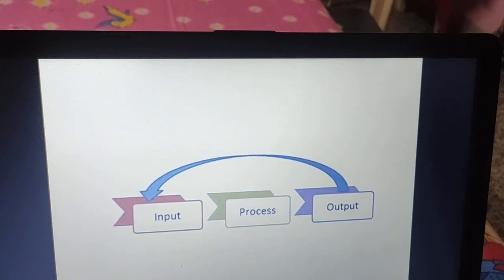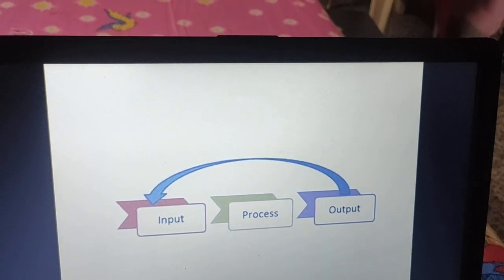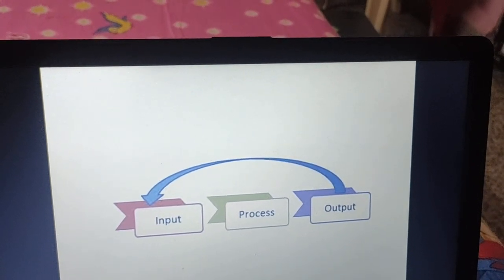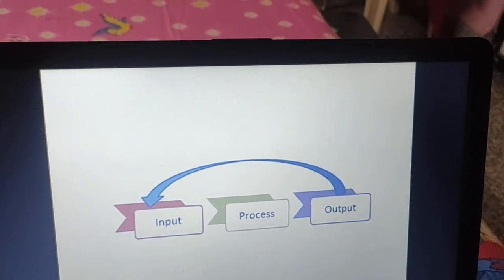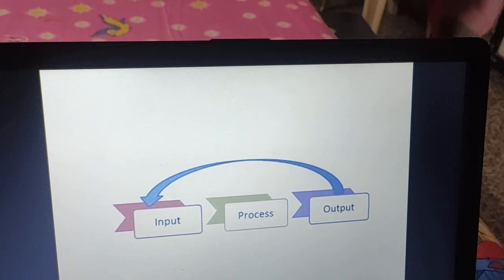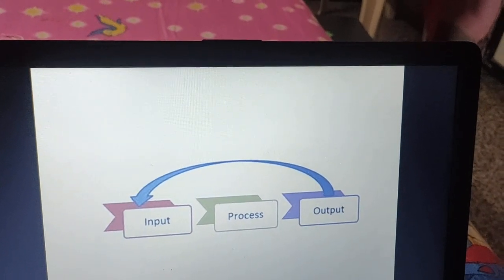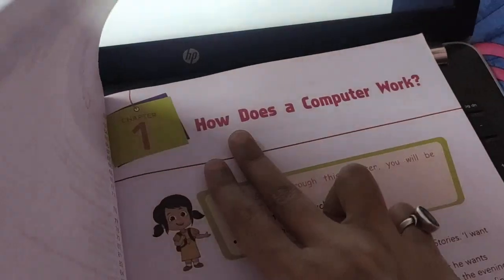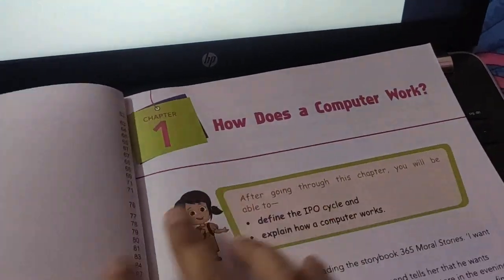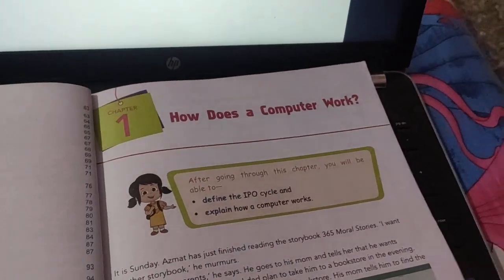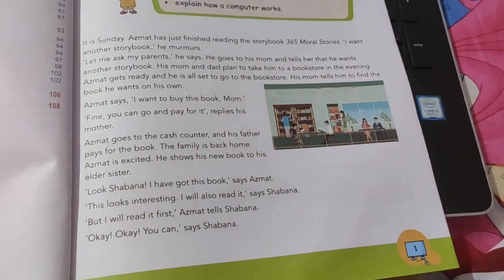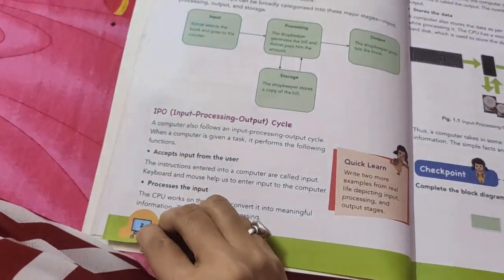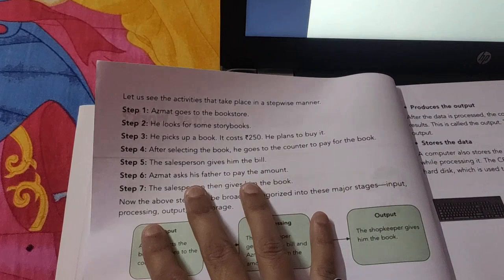Input we give using the keyboard and mouse. Who processes the data? CPU processes the data. And using the monitor and printer we get the output. So I hope, dear children, in this way you have understood how a computer works. You have to read the lesson, dear children. You have to read page number 1 and page number 2 in your book for the first lesson.